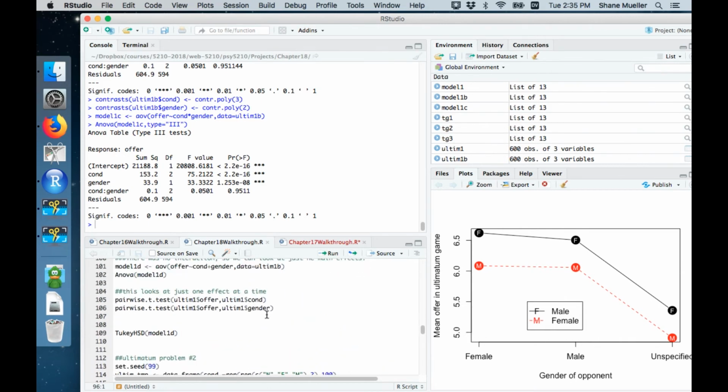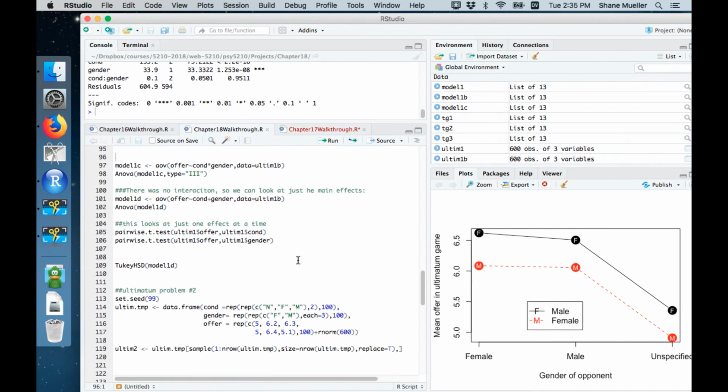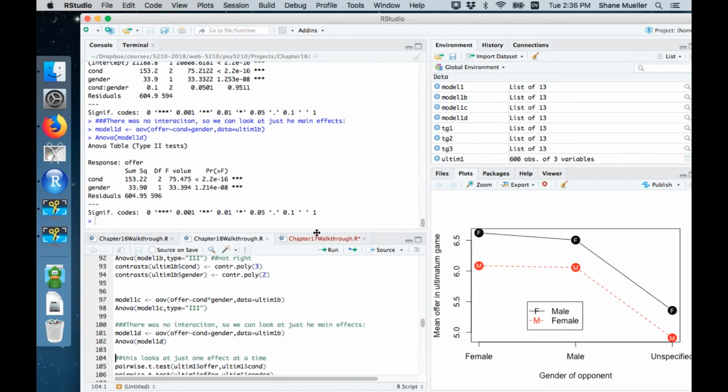Okay, so in this case, we might still do sort of variable selection, and we might say, well, it looks like there was no interaction, so let me just consider the model with just the main effects. And I could look at the type 2 ANOVA model now with just the main effects.